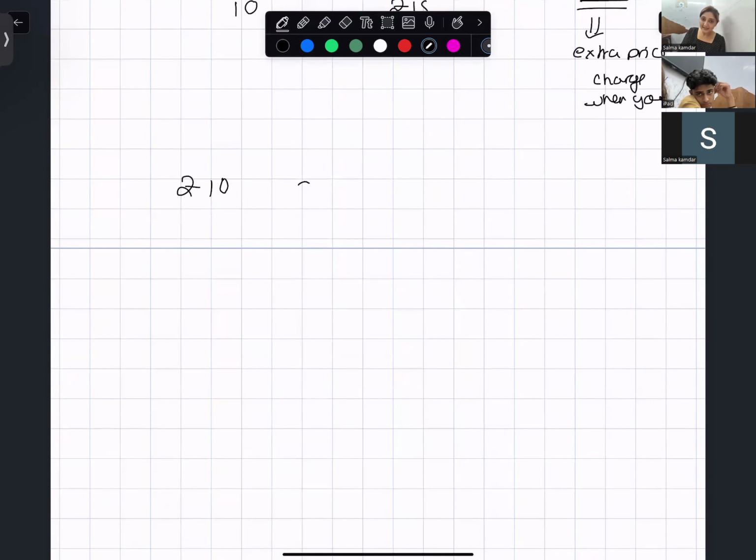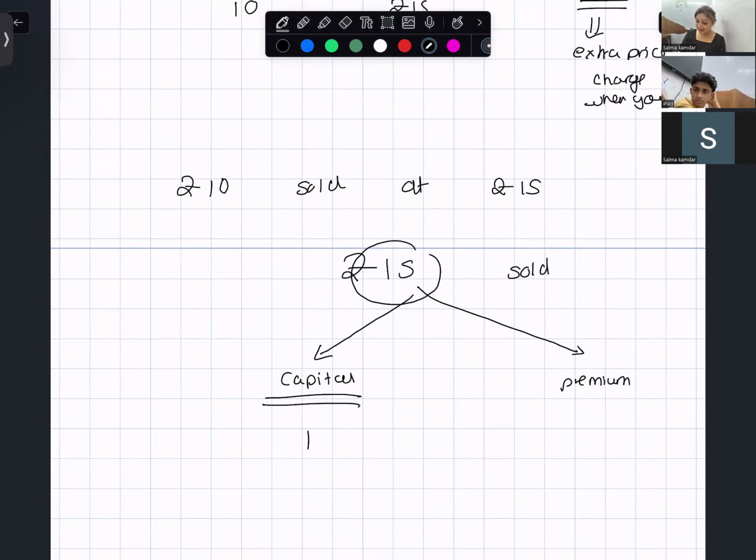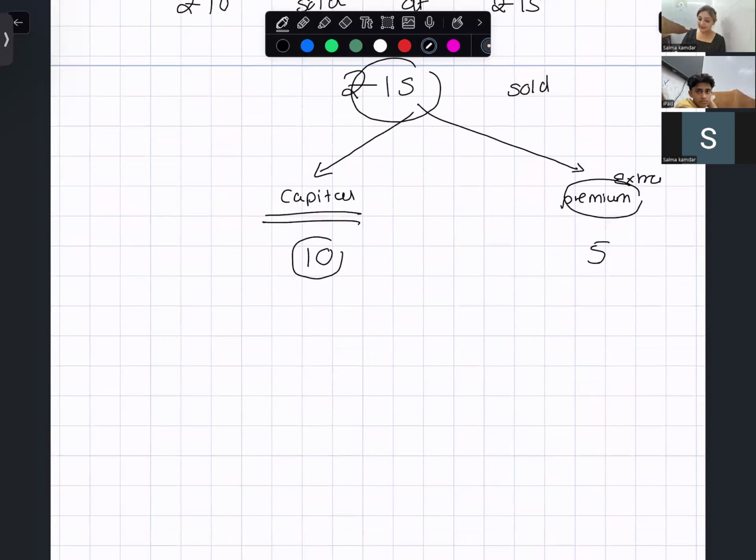Shares of rupees 10 is sold at how much? Sold at rupees 15. Okay. So this 15 is the price at which it is sold. Now tell me how much will go towards the capital and how much will go towards the premium? Capital is 10. The extra that you charge is called the premium. It is 5. So what you need to understand over here is that the capital will always be shown at the face value, the par value.